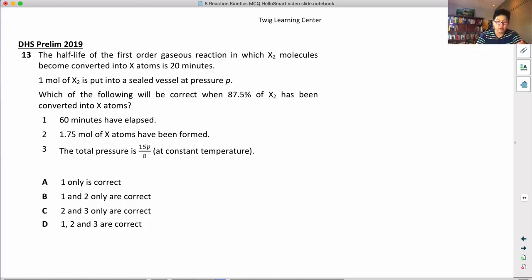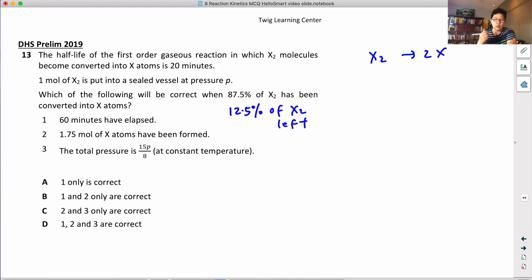The half-life of first order gaseous reactant X2, molecule is converted to X, so you have to write it like that. 1 mole of X2 is placed in a sealed vessel at pressure P. Which of the following will be correct when 87.5% of X2 has been converted? If 87.5% of X2 has been converted, it means there's actually 12.5% of X2 left.